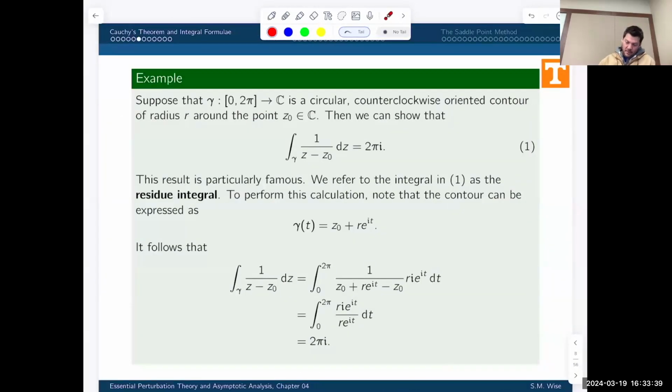Now let's do an example. You've probably been wanting to know how these contour integrals go. So here's a particular example. Remember, we already know how these should go because we know that you can convert complex contour integrations into real integrals. Suppose that gamma is a circular counterclockwise oriented contour of radius r around the point Z0. Then we can show that the integral around gamma of the function 1 over z minus z0 dz is equal to 2 pi i. So why do I get a result which is not equal to 0? Well, because this function here is not going to be analytic inside of gamma anymore.